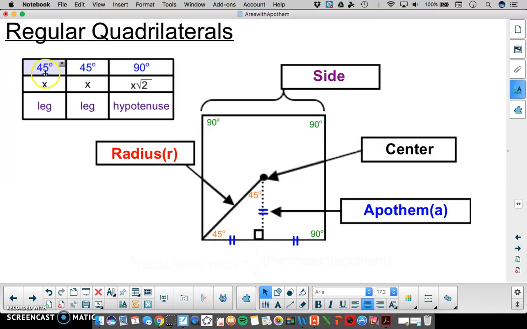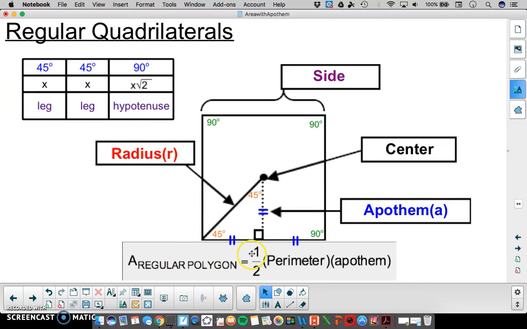We're going to use our 45, 45, 90 triangle to help us solve for some missing pieces to be able to find the area, which will be 1/2 perimeter times the apothem. Anytime we have a regular polygon, this is the formula we'll use, 1/2 perimeter times apothem. Let's look at an example.